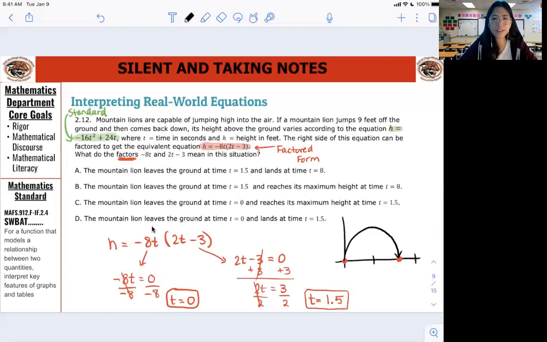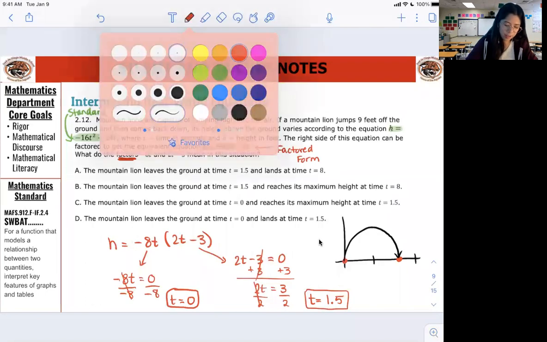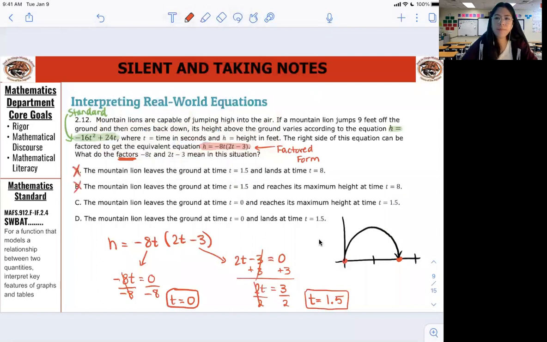Take a look at your answer choices and let's see which one makes the most sense. In fact, which ones could I possibly cancel out? C and D? Wait, no. I'm sorry, I didn't read it correctly. A and B. Why can I cross those out? What's wrong with those? x does not equal 8. Or t does not equal 8. That's wrong.